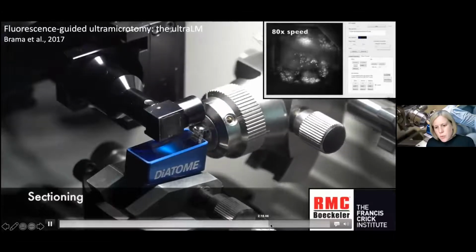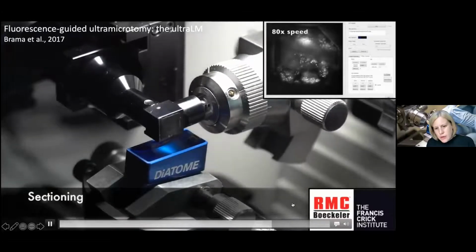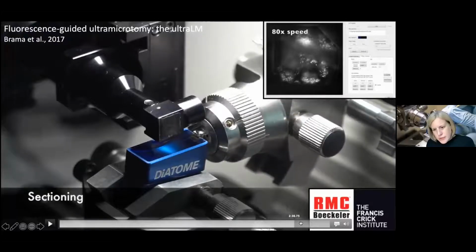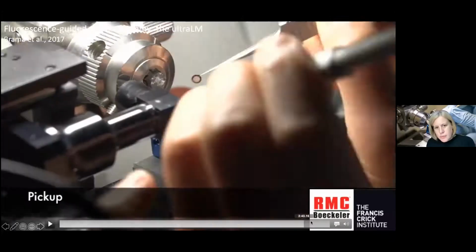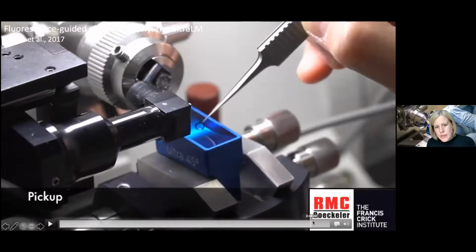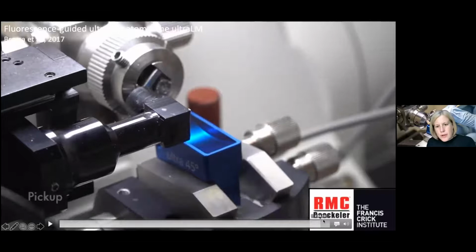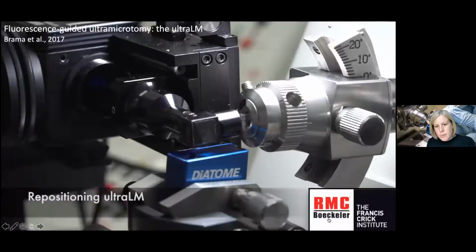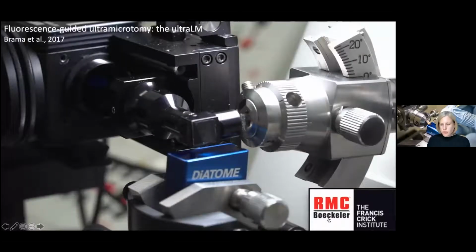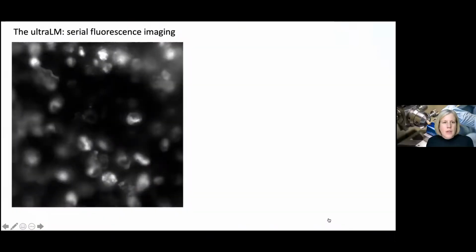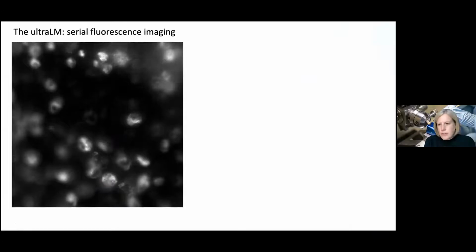And then when you're ready, once you have a nice ribbon of sections, then you can move the system out of the way, come in with your grid, pick up the sections, and then put the Ultra LM miniaturized microscope back into place and continue monitoring for fluorescence. So there's a couple of really interesting things here. So the first is you're effectively doing serial block face fluorescence microscopy rather than serial block face scanning electron microscopy.